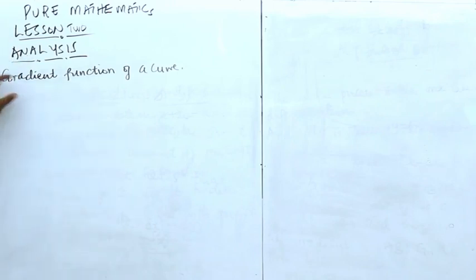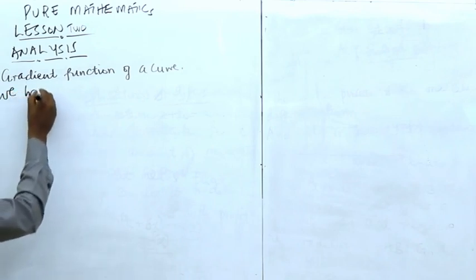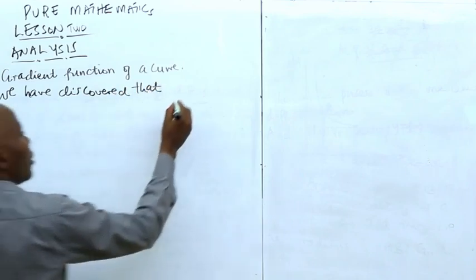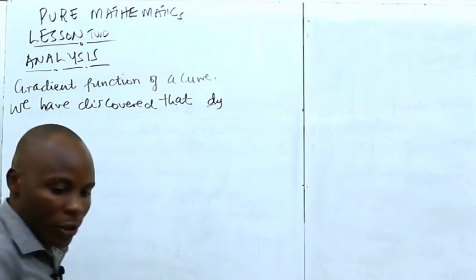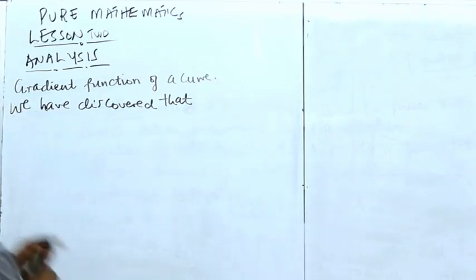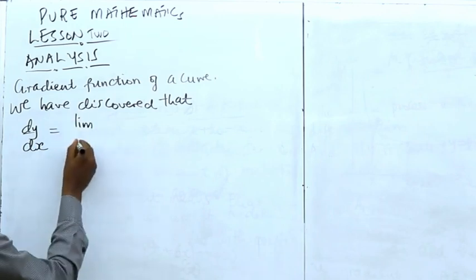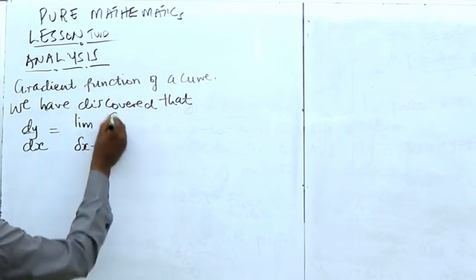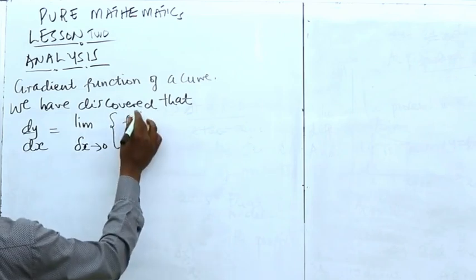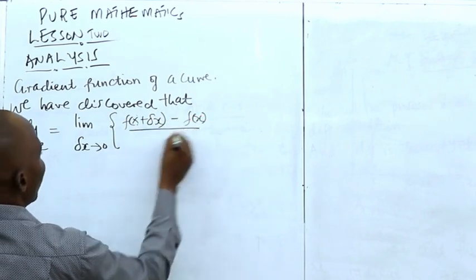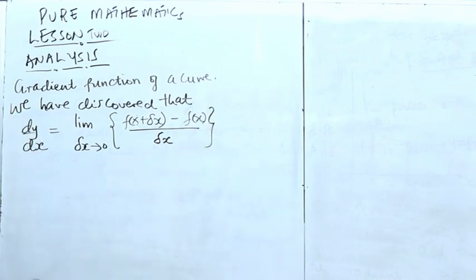We are talking analysis, gradient function of a curve. Previously, we have discovered that dy/dx is equal to the limit as delta x tends to 0 of f of x plus delta x minus f of x all over delta x.